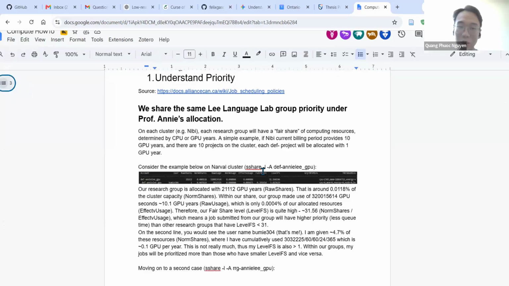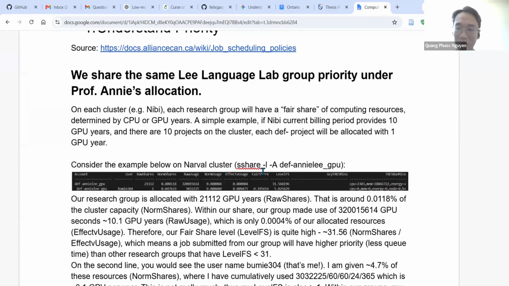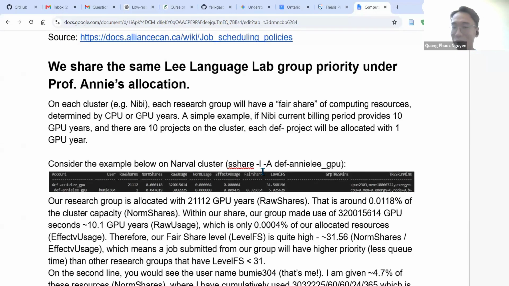So I made two examples that I captured from my screen to the document where you can check the fair share resource of each cluster. You might also want to note that every cluster has different fair share and computing resources allocated to our research groups. So in case you are experiencing high queue time in the DB cluster, for example, you might want to try switching to Narval or Fir or Rorqual to have better queue time.